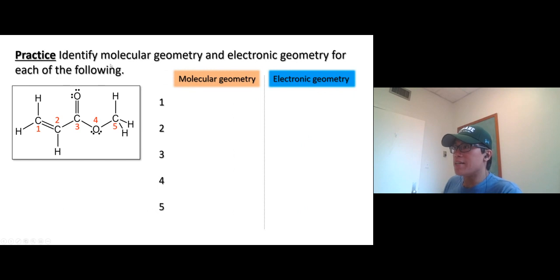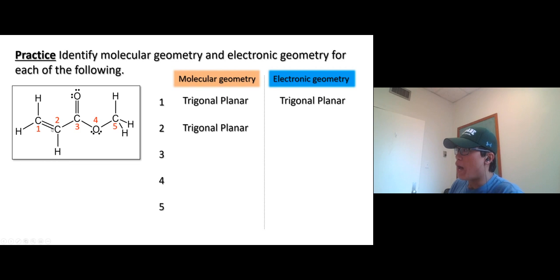All right, last one. Identify the molecular geometry and the electronic geometry for each of the following. We have carbon and oxygen here. Start with 1. 3 non-central atoms, no lone pair, trigonal planar. Electronic geometry: 1, 2, 3 electron groups, so that's also trigonal planar. Carbon number 2, molecular geometry: no lone pair, 1, 2, 3 groups, so 3 atoms around this carbon, also trigonal planar. Electronic geometry: look at the electron groups, 1, 2, and 3, also trigonal planar.